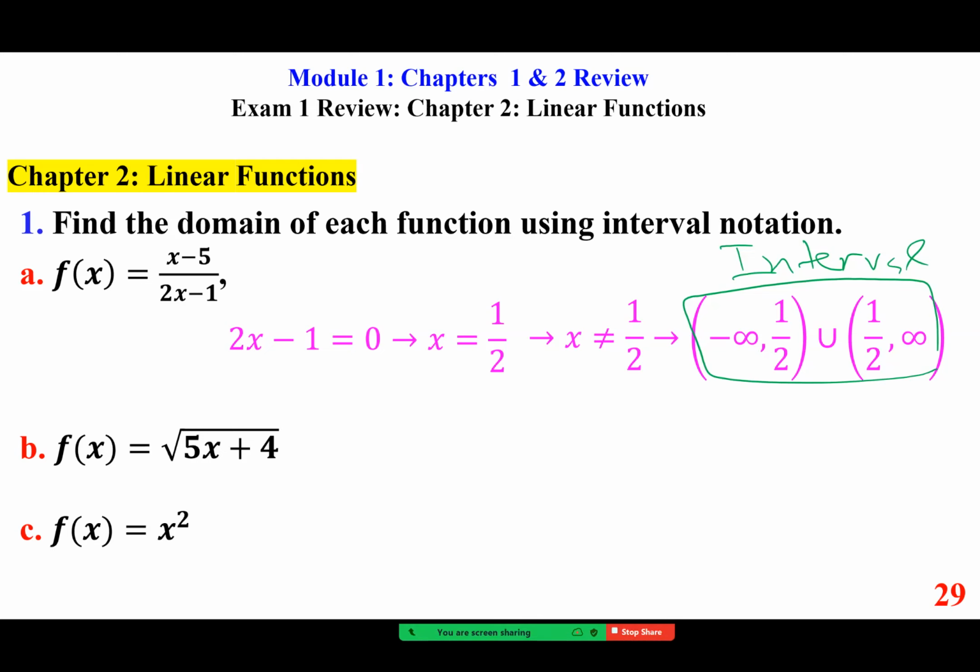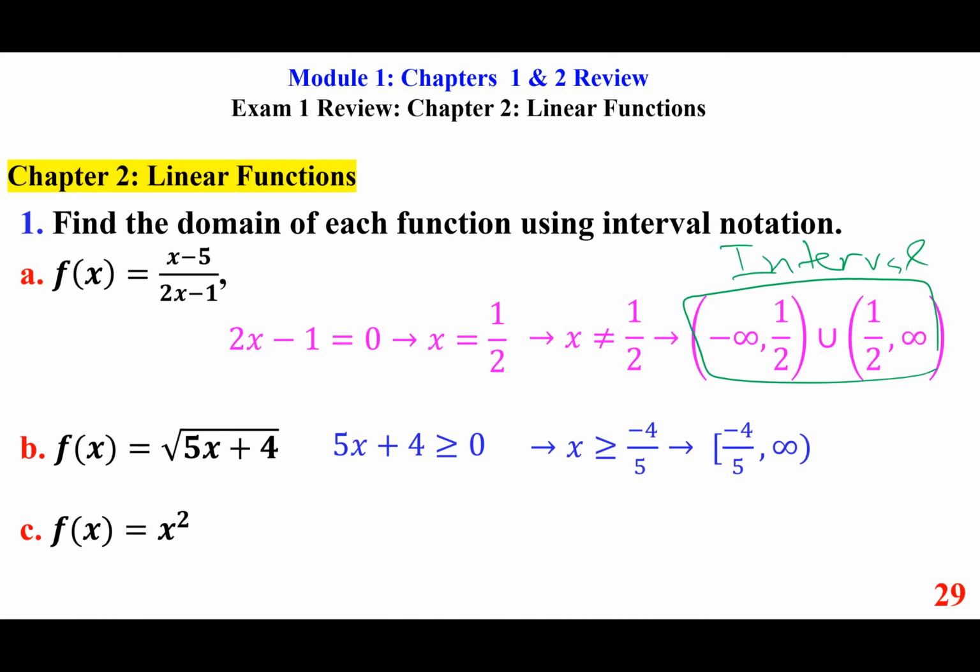The second case, 5x plus 4 must be greater than or equal to 0. And that means x is larger than or equal to negative 4/5. And you can represent it with an interval format or an inequality. The last one is a quadratic function. As you know, for all polynomials, the domain is all real numbers. We use negative infinity to positive infinity. That's because it's a quadratic function, and all polynomials have the domain of all real numbers.